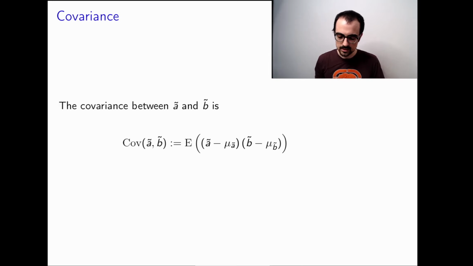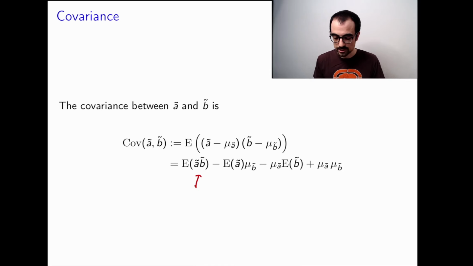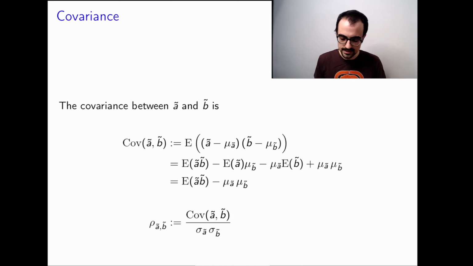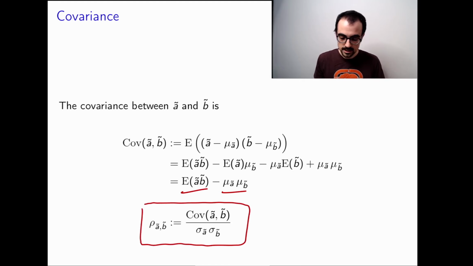If we expand this out, we get that this is equal to the expected value of this product minus these cross terms. But in these cross terms, you have to remember that the mean of A is just mu A and the mean of B is just mu B. So we obtain this expression that is usually easier to work with, which is the expected value of AB minus the product of the expected values. So in general, when you see the definition of correlation coefficient, it will often be expressed as the covariance divided by the standard deviations.